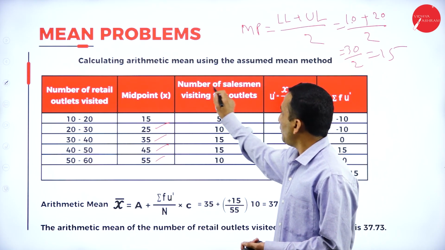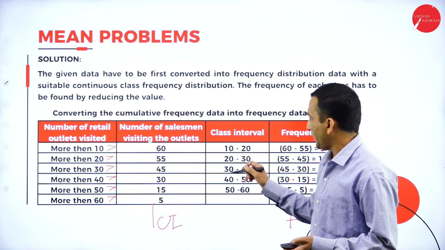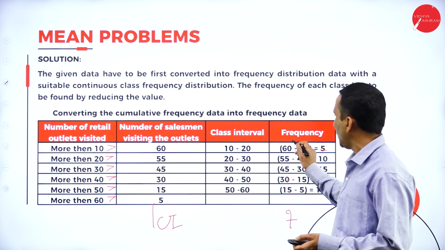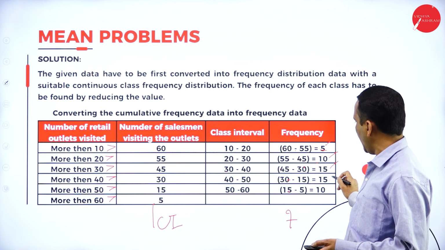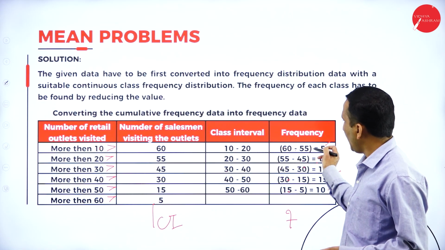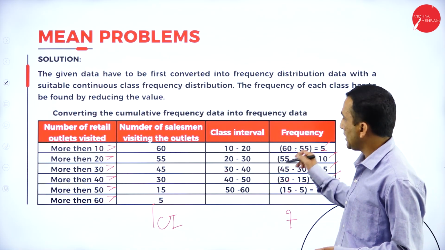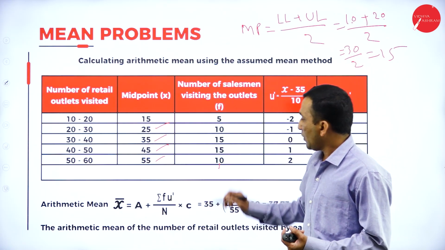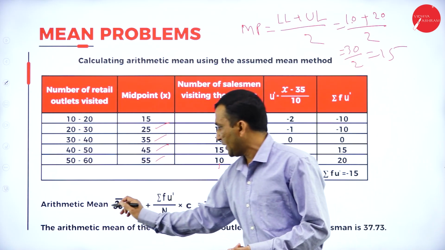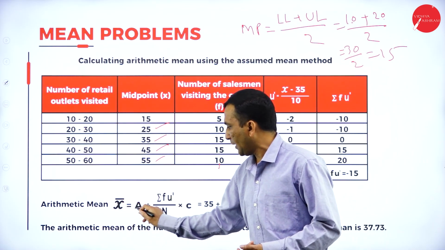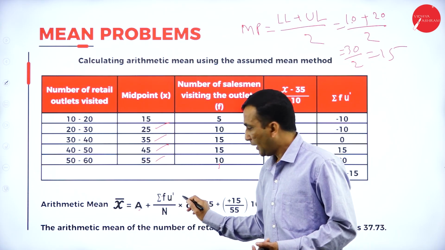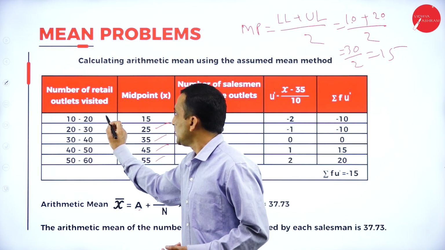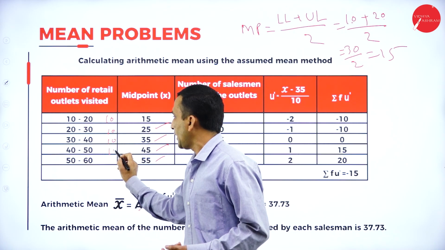Now, the number of frequency, in the question they have given cumulative frequency. With the help of cumulative frequency, we converted these values to 5, 10, 15, 50, 10. The same frequency I have already written here. Now the assumed mean or step deviation formula is very simple: A plus sigma fu dash divided by n into c, where c is the class width, equal width. I am getting 10, 10, 10, 10. Always 10, that is the equal distance in this.